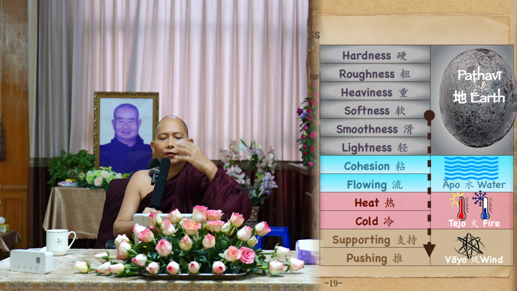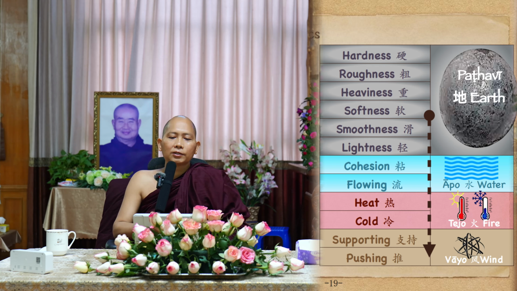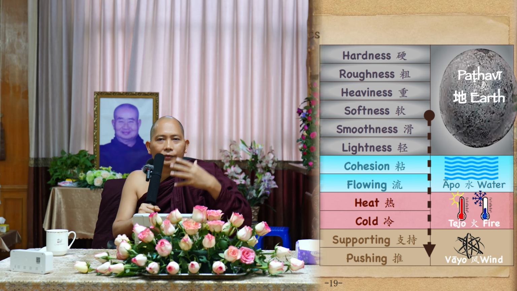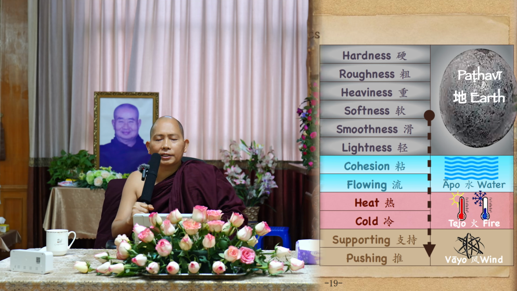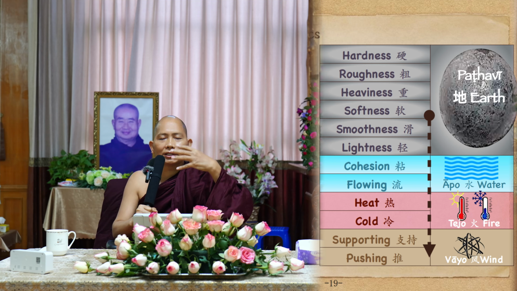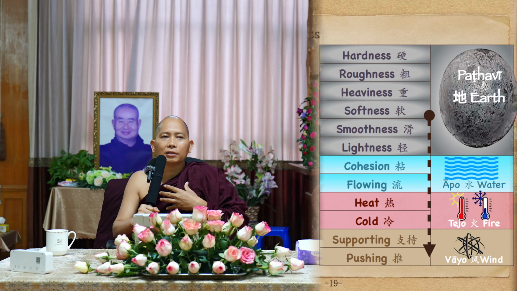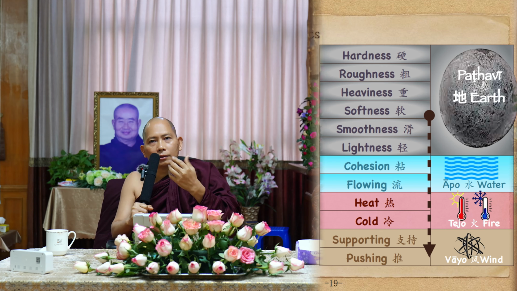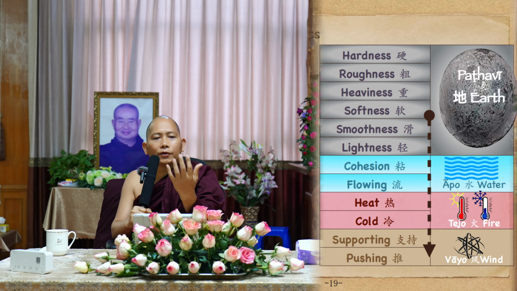Then after that, roughness, heaviness, softness, smoothness, lightness, cohesion, flowing, heat, cold, supporting, pushing, one by one. After that, all together. Okay? Then you can discern these 12 characteristics generally in your body, one by one, then all together.